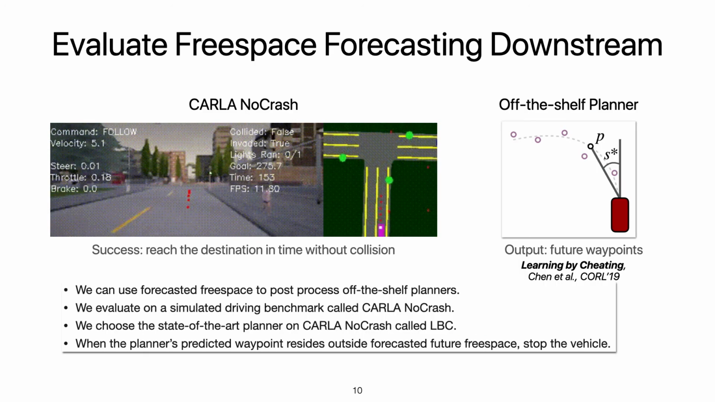We evaluate future free space forecasting downstream on how it will impact an off-the-shelf planner's performance. We choose a simulated driving benchmark known as CARLA no crash and the state-of-the-art planner on the benchmark known as LBC. When the planner's predicted waypoint is outside the forecasted future free space, we override the control signals with an emergency stop.